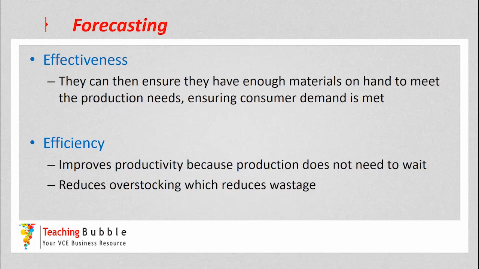And in terms of efficiency, well, forecasting can help improve productivity because production shouldn't need to wait for materials to arrive, because any increased demand will have been forecast, and therefore the business should have the right materials on hand. But also, because it's being forecast, they shouldn't have too many materials, so it reduces overstocking, which reduces waste.